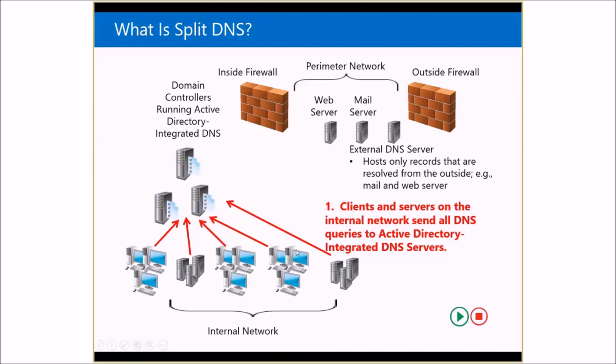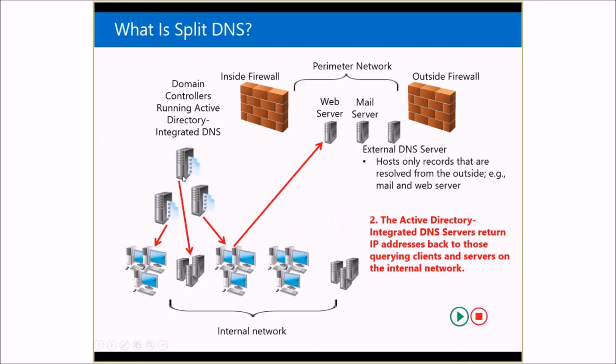we've got two sets of clients. We've got external clients and internal clients. So internal clients, or clients and servers on the internal network, send all their DNS queries to the Active Directory integrated DNS servers. And these Active Directory integrated DNS servers return the IP address back for those querying clients to servers and clients on the internal network, as well as the IP address of the web server if it needs to go to that web server.